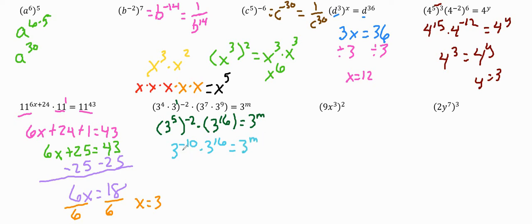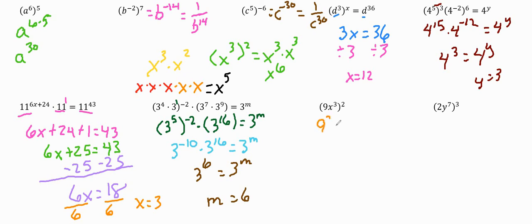When we multiply, we add the exponents. So negative 10 plus 16 is a positive 6. So we have 3 to the 6 equals 3 to the m. And we can hopefully see that m will equal 6 then. And for the last question, we get the power of just multiplication. So a lot of students do 9 times 2, but this is really 9 squared.